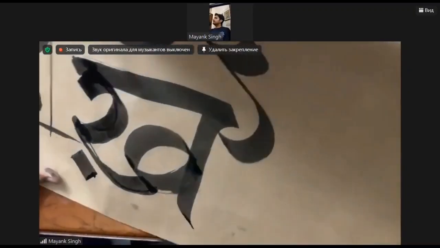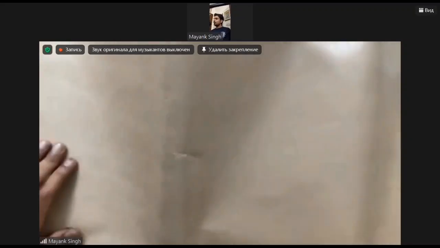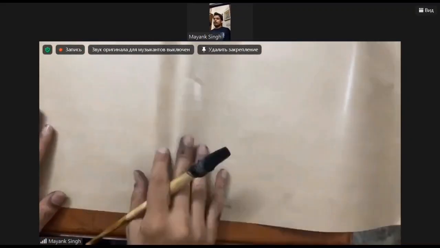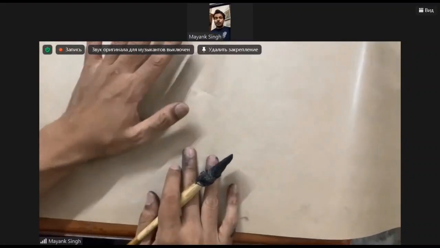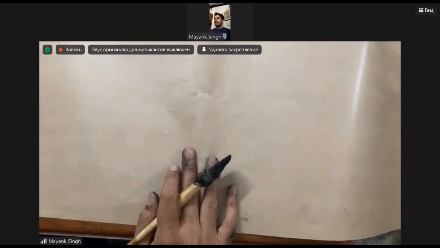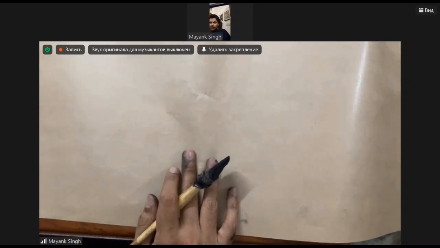So we still have 7 more minutes. So we can try to write a word. It could be a short word, like karm, or andhera, or small words like khet, pal. You can try writing smaller words, and I'll tell you how.